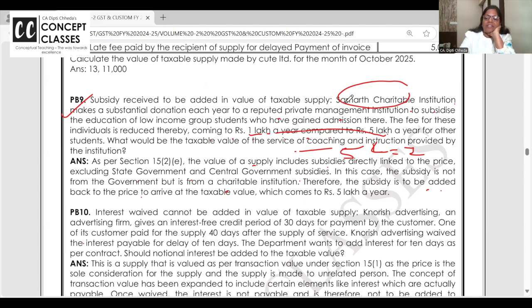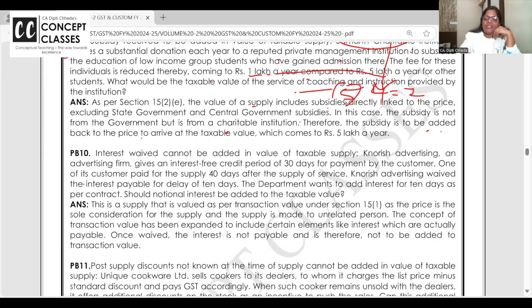For GST the transaction value is 5 lakh. Even though from students we have charged 1 lakh and 4 lakh we have charged from the charitable trust, GST will be charged on 5 lakh because this is the subsidy received from a trust. Had the same subsidy been received from central or state government, then you have to exclude it. Okay. Next one. Interest waived cannot be added.